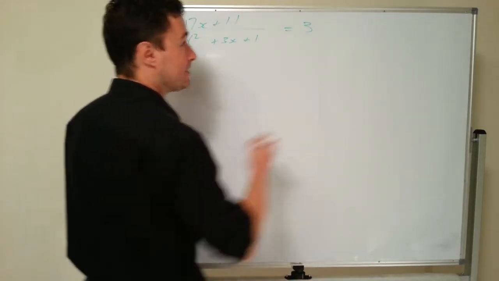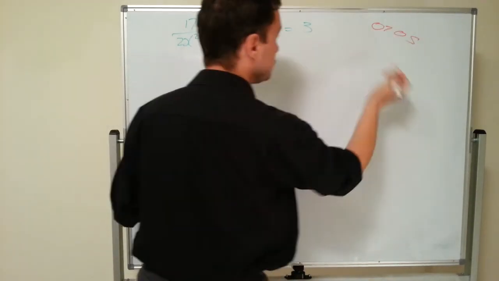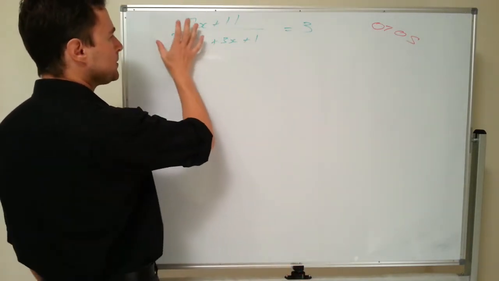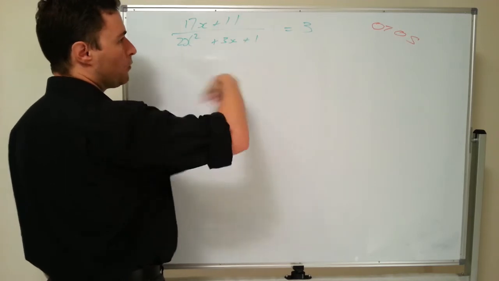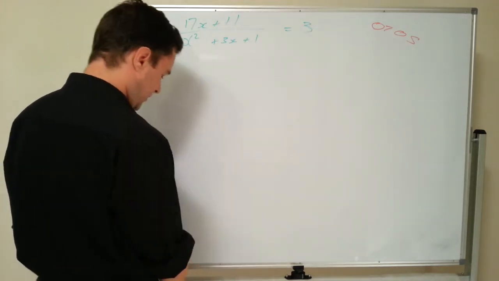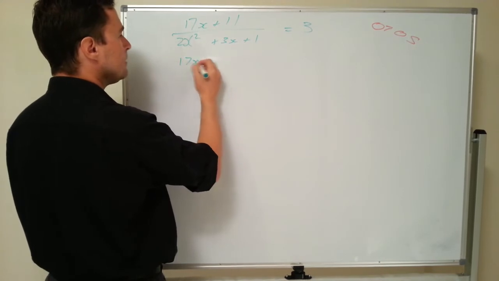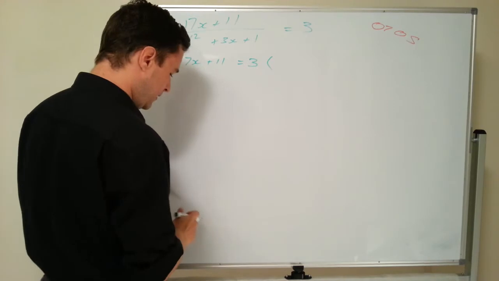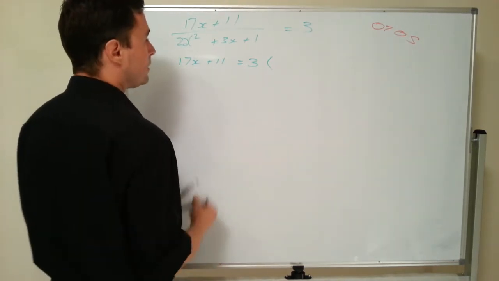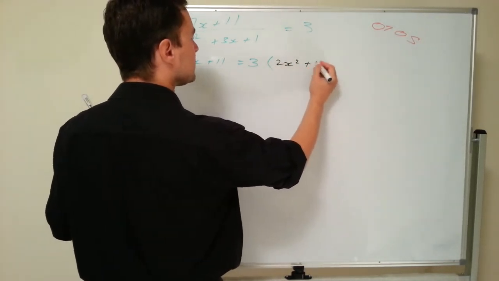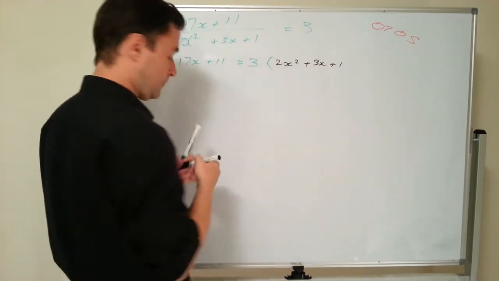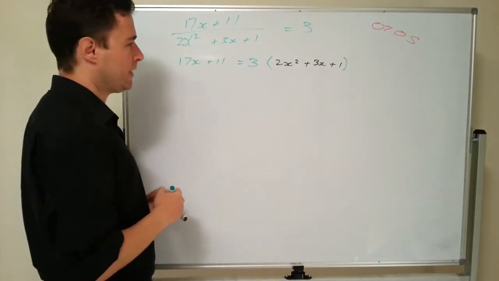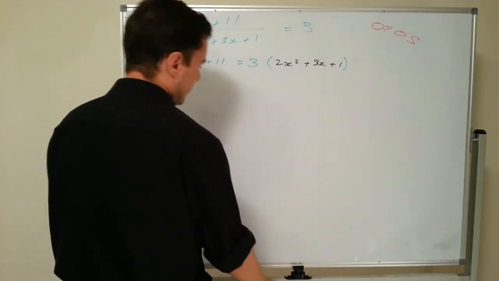Now what I'm going to do is the opposite to the other side to get x alone. The first thing I'm going to do is say, what's the opposite of divide by the denominator? Well, it's times by the denominator, times the other side. So the 17x plus 11 stays on this side, equals 3 times by this denominator. And the denominator that I've got there is 2x squared plus 3x plus 1. Everyone with me? So I've just cross-multiplied by the denominator.